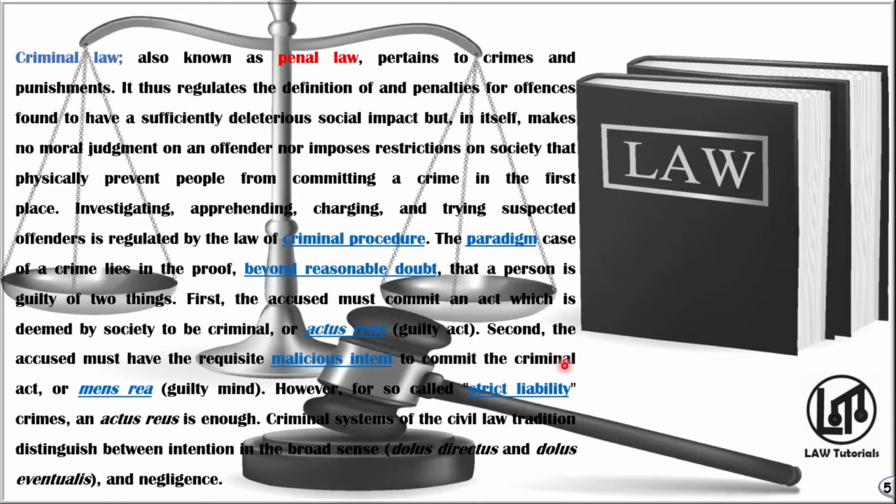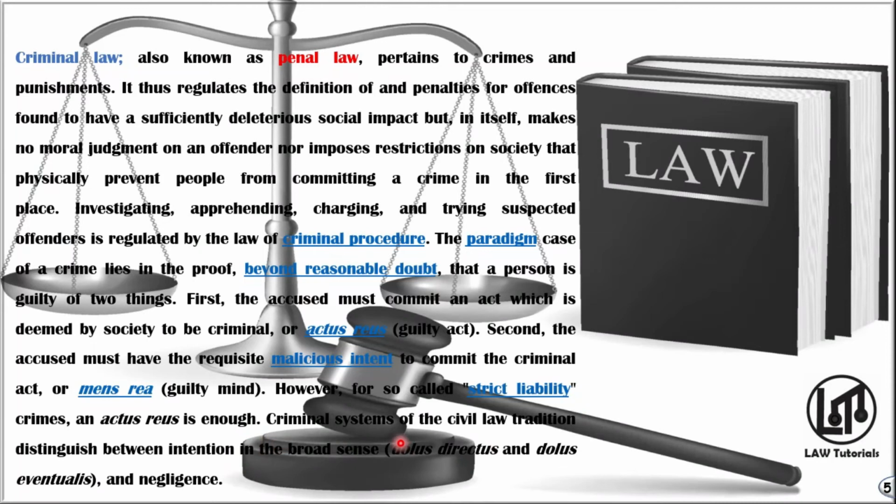Now, second, the accused must have the requisite malicious intent to commit the criminal act. This is also known as the mens rea, or the guilty mind. However, for so-called strict liability crimes, an actus reus is enough. That is, the physical element alone is enough. You don't need to prove the intention.